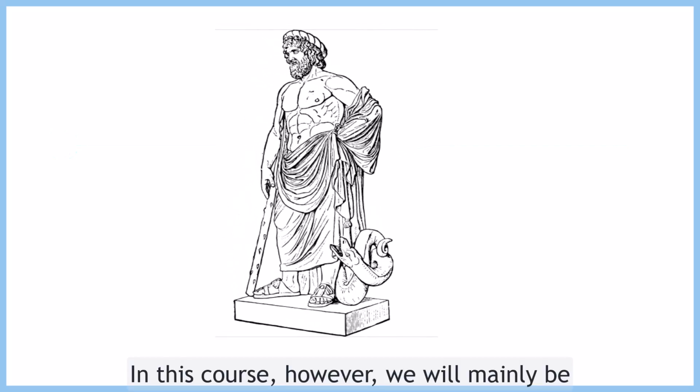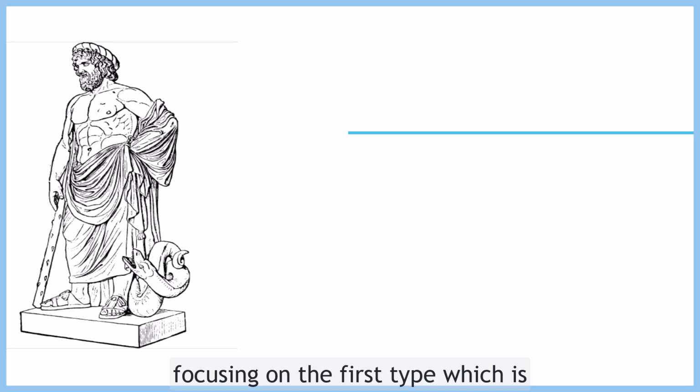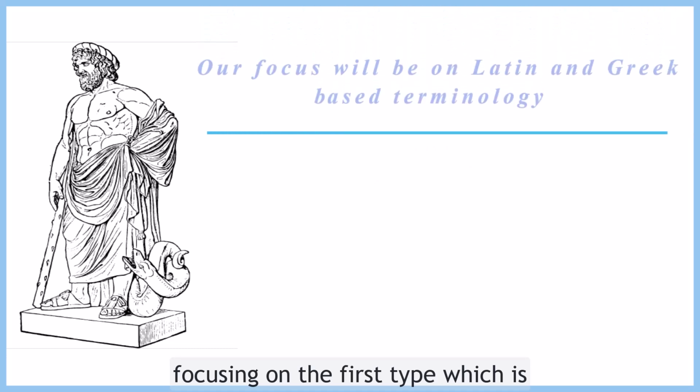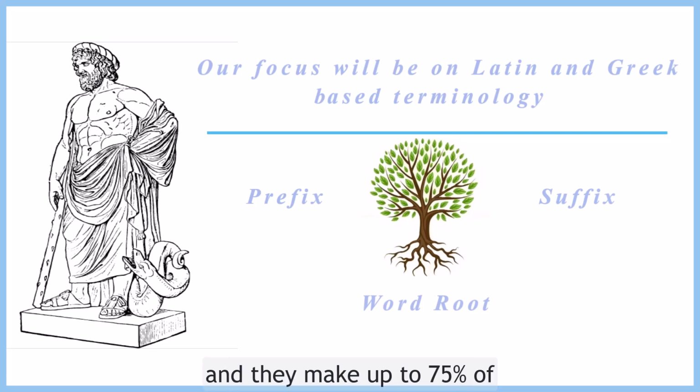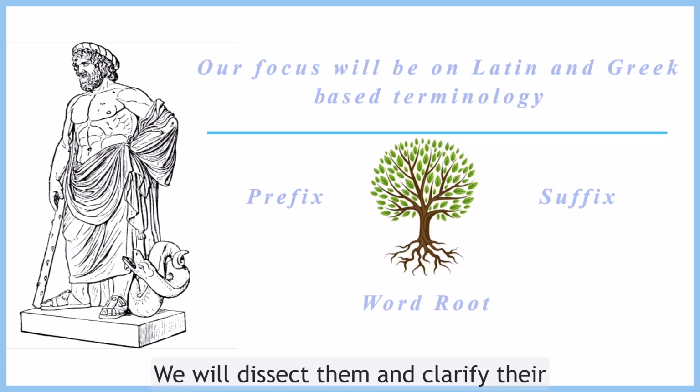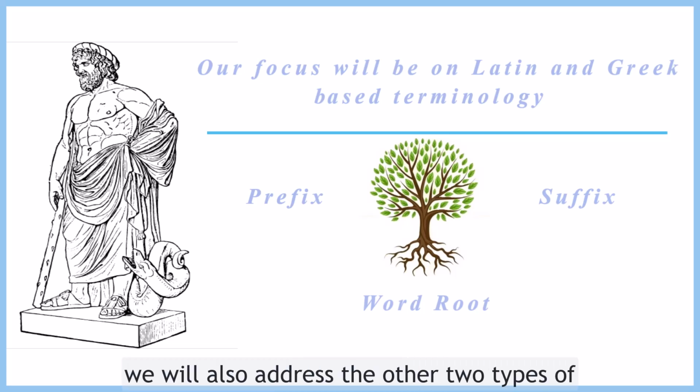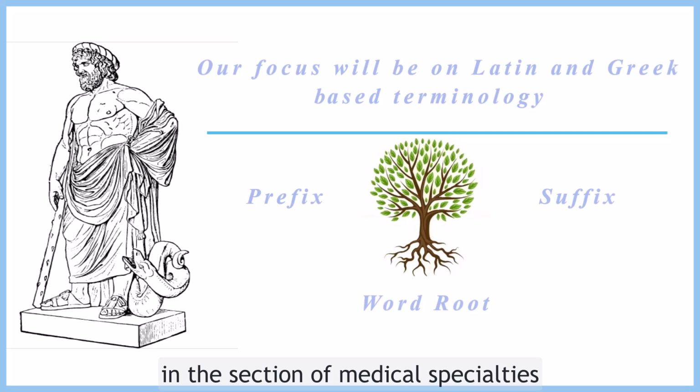In this course, however, we will mainly be focusing on the first type, which is the words of Latin and Greek origins, because they are the backbone of medical terminology, and they make up to 75% of total medical terminology. We will dissect them and clarify their word roots, prefixes, and suffixes. In addition, we will also address the other two types of medical terminology in this section of medical specialties.